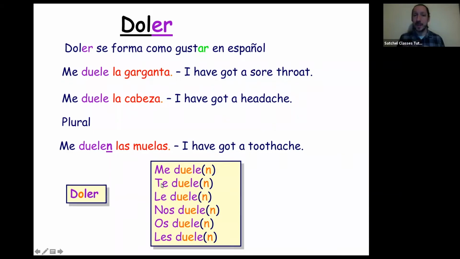Nos duelen is us. Nos duelen los pies. Our feet are sore. Maybe because we were walking too much and I was with my friends. So that makes sense. Os duele. Now, that is when you're talking to a group of people and you're being polite. You. Les duele means them. So you're saying, oh, their feet are sore, for instance. Les duelen los pies. Or les duele la cabeza. Their head is sore. And maybe there are two or three people who all have a sore head.